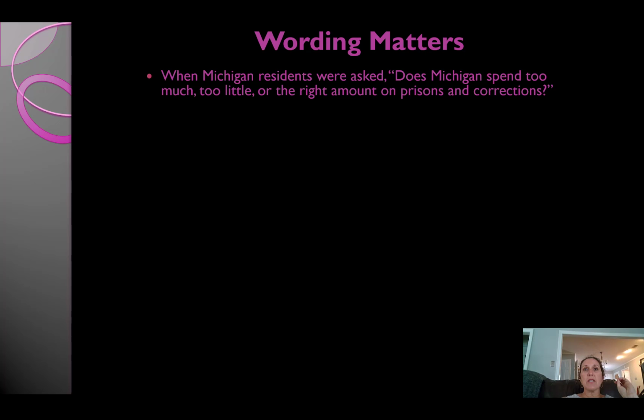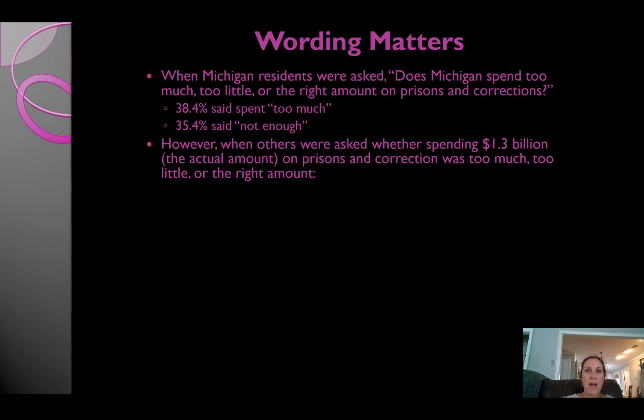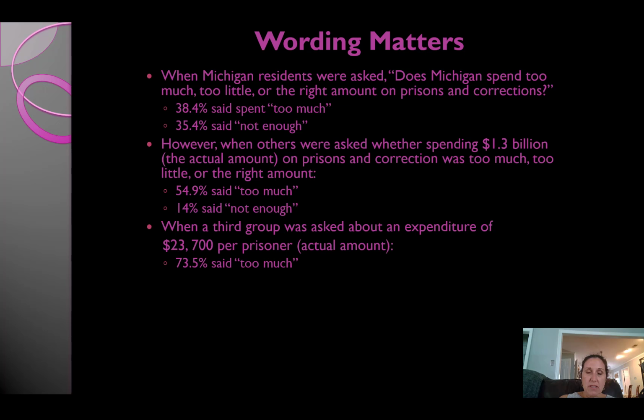When Michigan residents were asked, does Michigan spend too much, too little, or the right amount on prisons and corrections, 38.4% said spend too much, 35.4% said not enough. However, when they were asked whether spending 1.3 billion, the actual amount, on prisons and corrections was too much, too little, or the right amount, basically 55% said too much, 14% said not enough. So you can see the difference in just how they worded the question made a big difference.